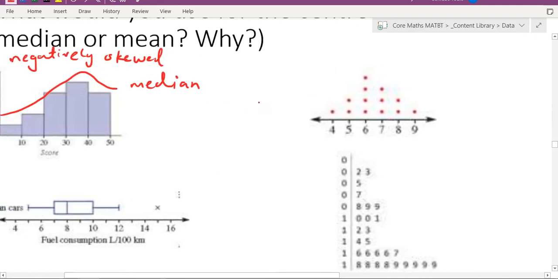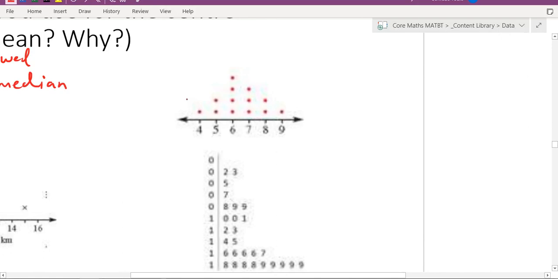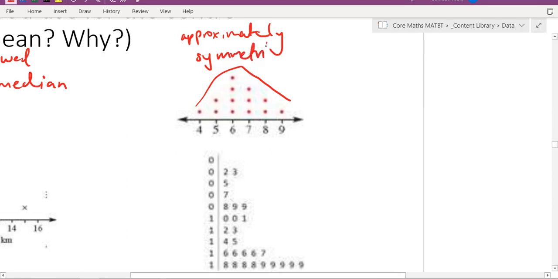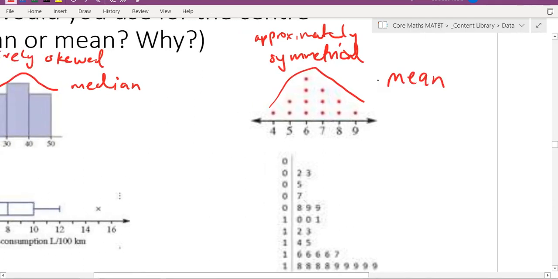This one here is a bit tricky. What's the shape for this one? Yeah, some people will argue that it's approximately symmetrical, and I will say the same, that it's approximately. So that's approximately symmetrical, which means that because it's approximately symmetrical, the mean is a good measure of center for that.